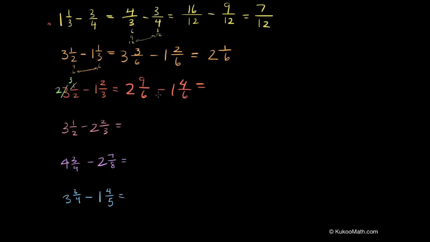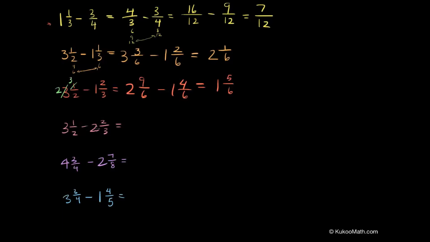And now we can subtract because we have the same denominator. 2 minus 1 is 1. 9 minus 4 is 5/6. So you see we perfectly landed in the range of a perfect mixed fraction without any improper nonsense. Okay, let's try the next one.